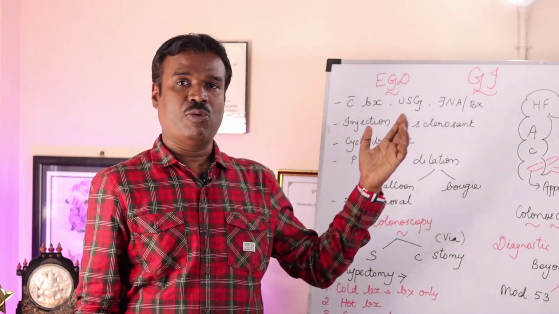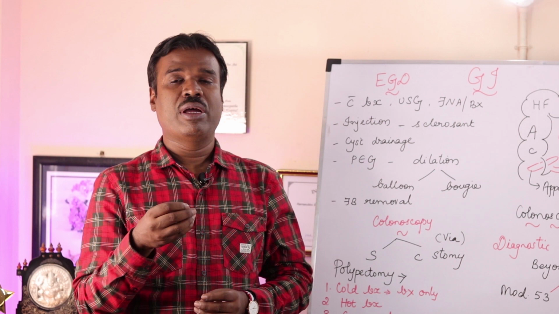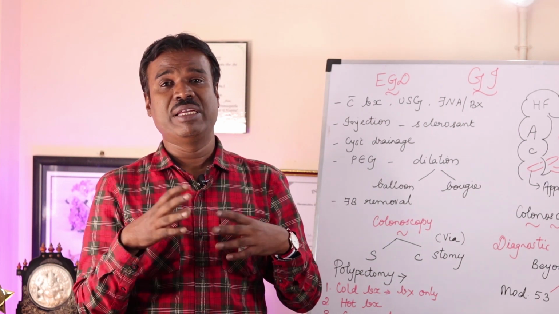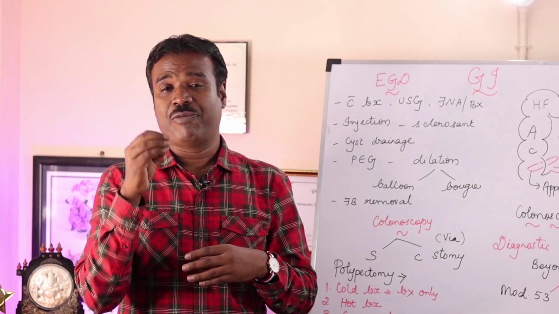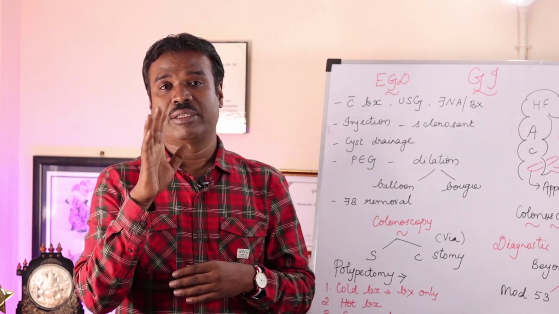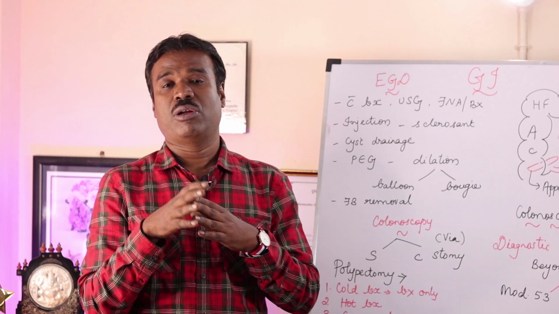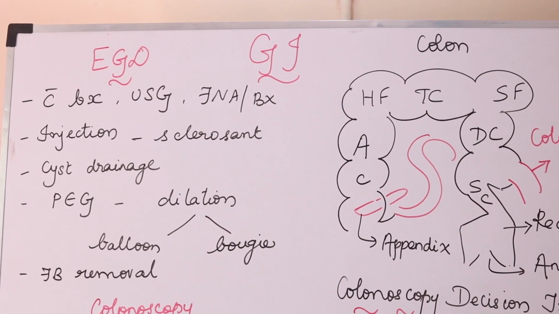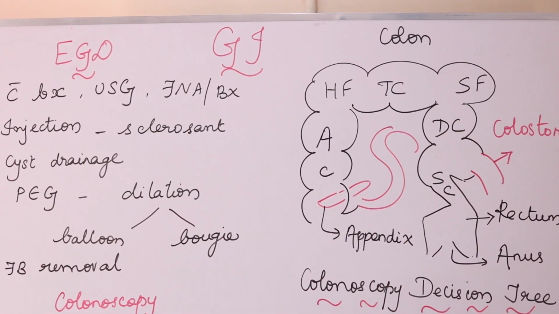A sclerosant. What is a sclerosant? There is a condition called esophageal varices where bleeding occurs. At that time, the physician is going to inject a drug that causes sclerosing or hardening of the bleeding vessels, which are the esophageal veins. So a physician injects a medicine.